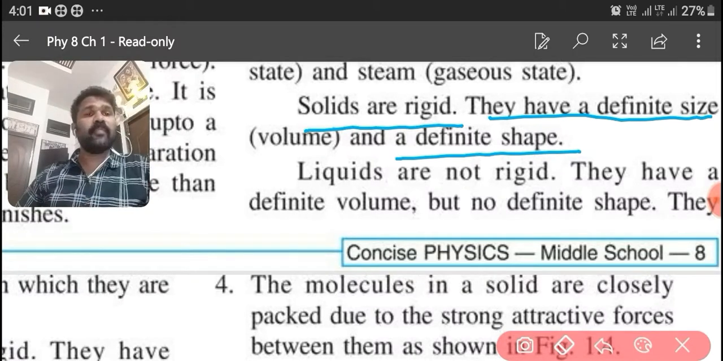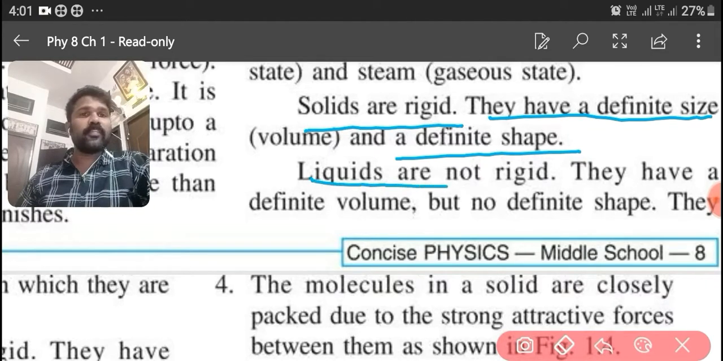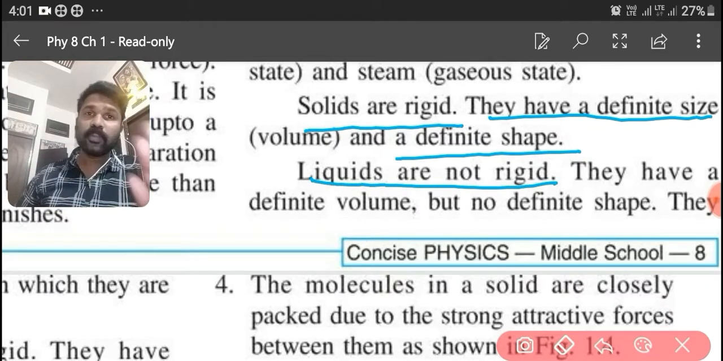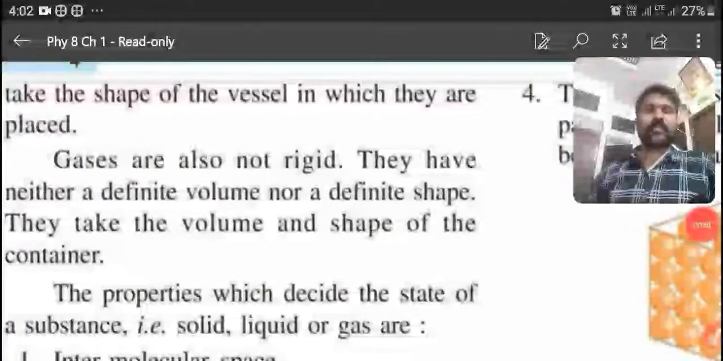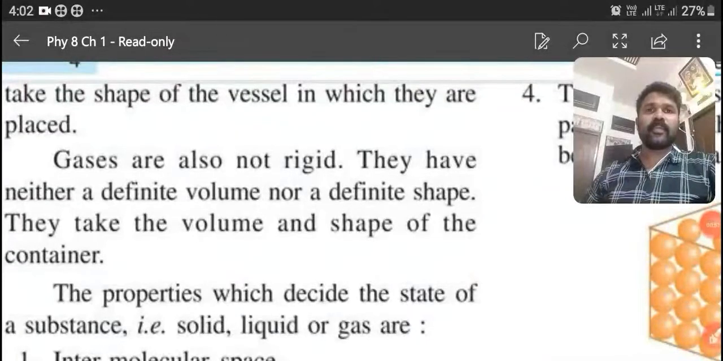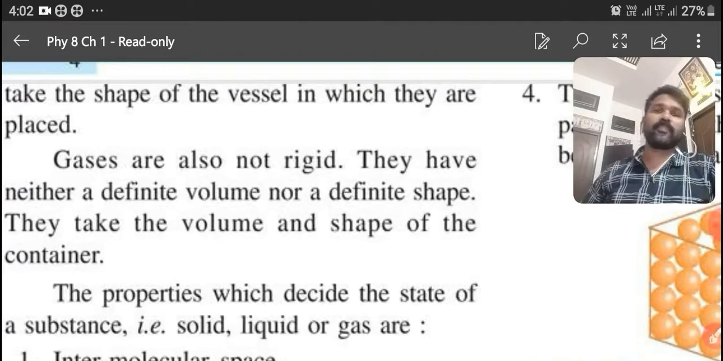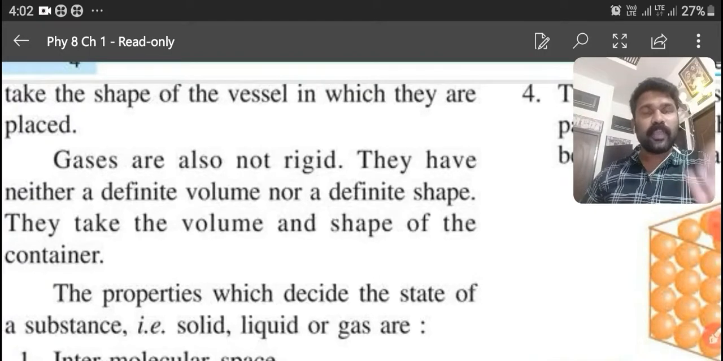But at the same time, liquids are not rigid. They have a definite volume but no definite shape. They take the shape of the vessel in which they are placed. The shape of the liquid is the shape of the vessel in which the liquid is placed.